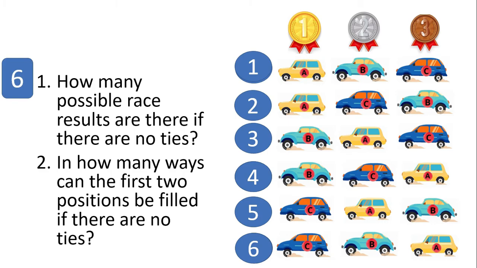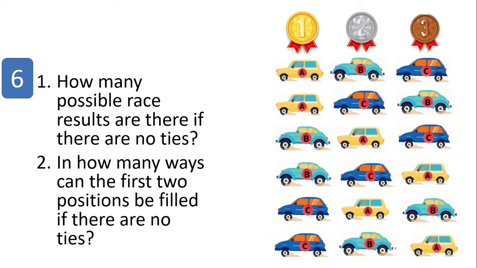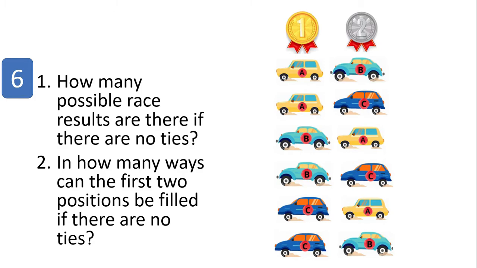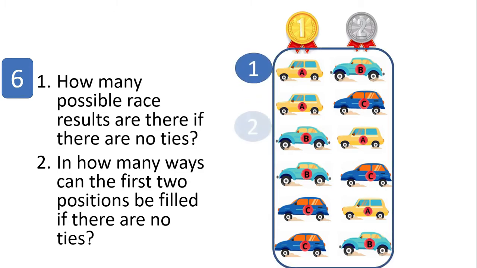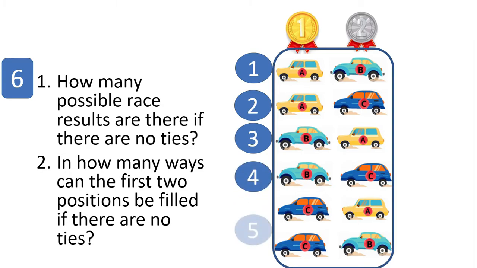In question number 2, we are just interested in how many possible ways these 3 participating cars can win the first 2 positions. It means we are not interested in who wins the third place. For this reason, we will omit the last column which represents the third place. Given the possible outcomes for the first 2 positions, we conclude that there are 6 possible ways as well for 3 participating racers to win the first and second place.